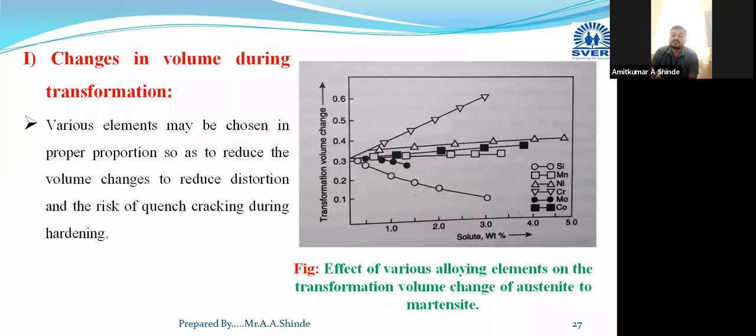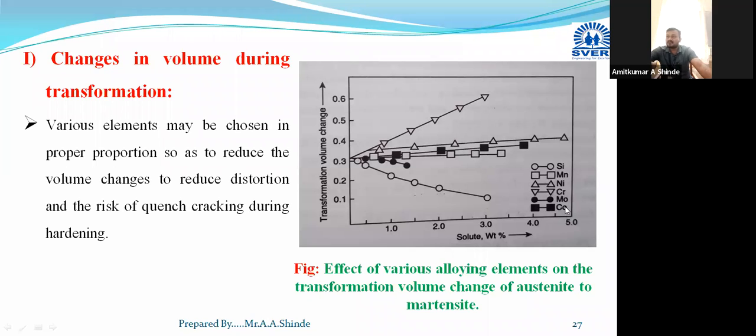If more volume changes are there due to addition of certain elements, then distortion and cracking will be more. And to avoid this distortion and cracking, you have to choose the proper amount, or proper quantity, and for that you have to consider this also, and this will be considered as volume changes occurring in the particular steel, due to addition of these elements like silicon, manganese, nickel, chromium, molybdenum, and cobalt.